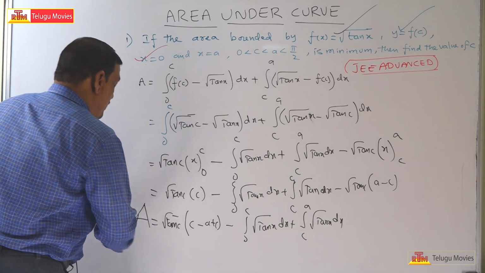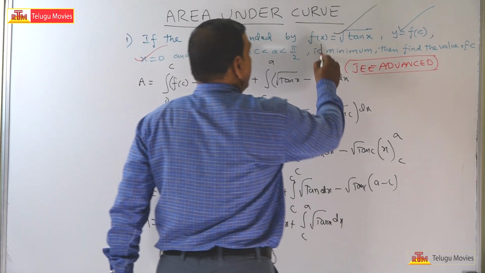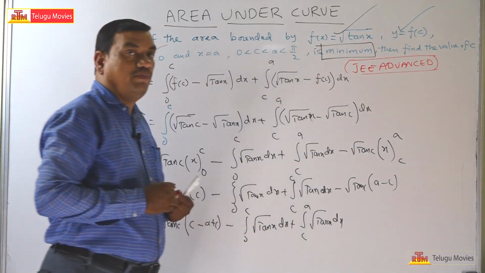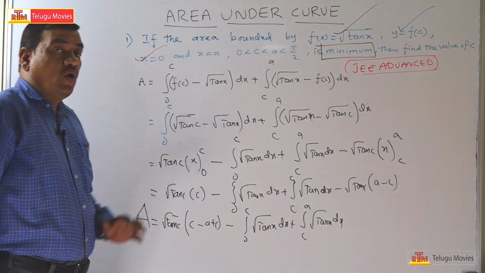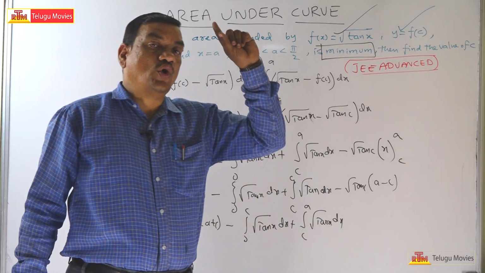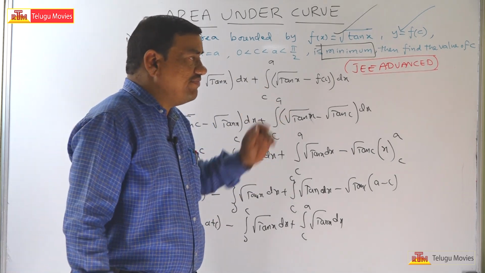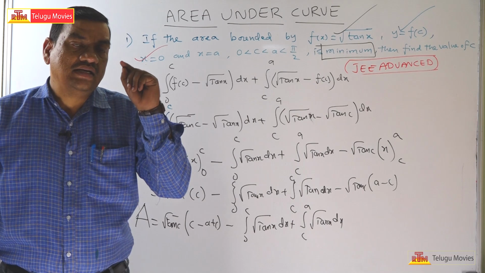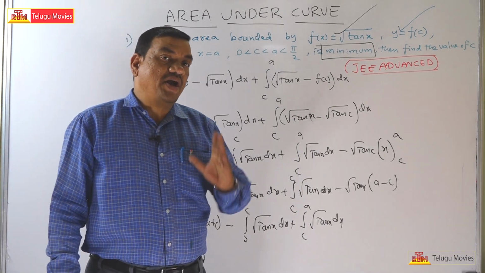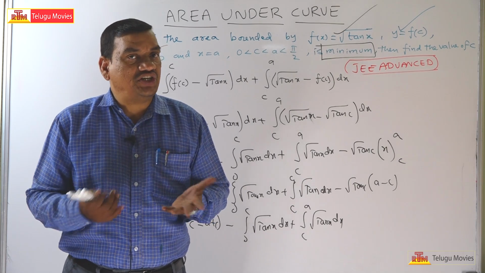So this is your function. This function should be minimized. Whenever it is given that something should be minimized, go for differentiation, maxima and minima. Given a function f(x), to find at what point it is maximum and at what point it is minimum, you have to take the differentiation test.